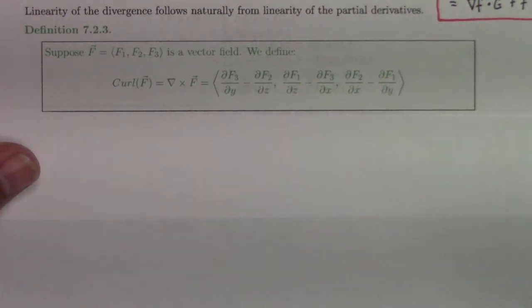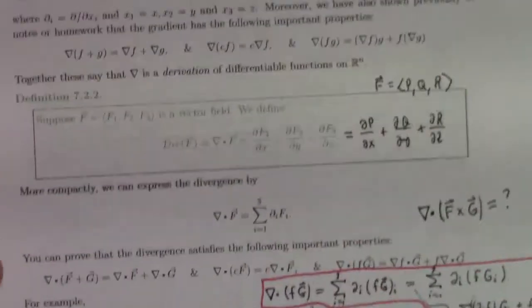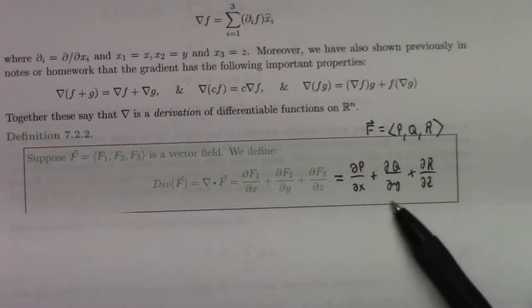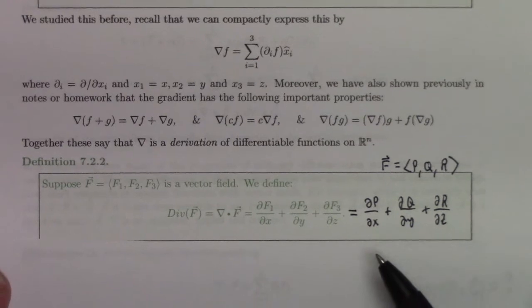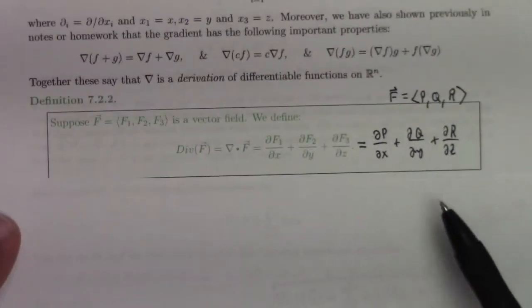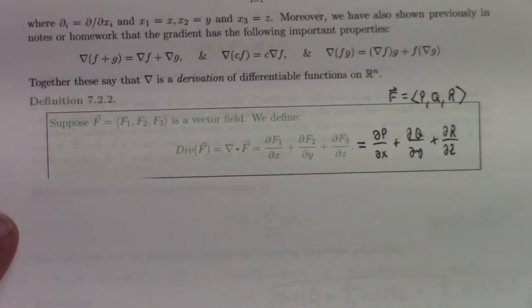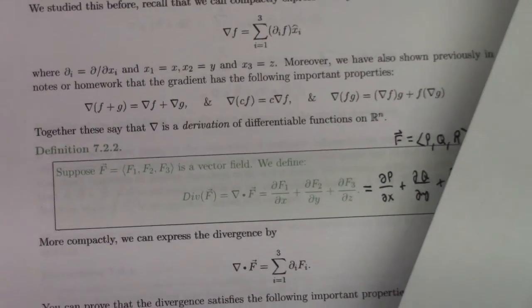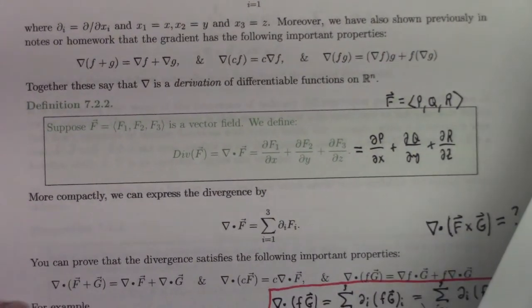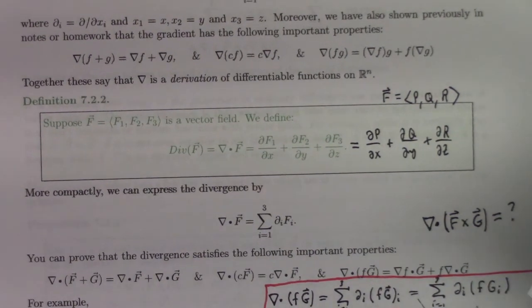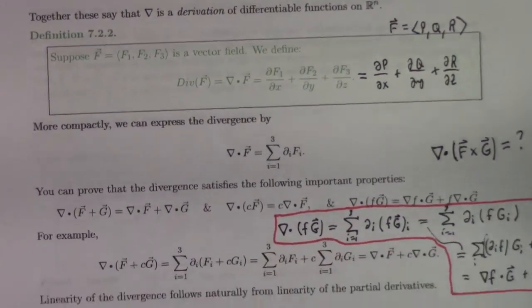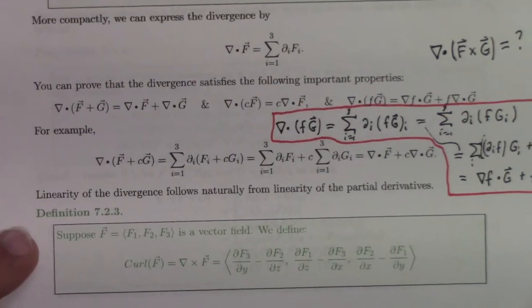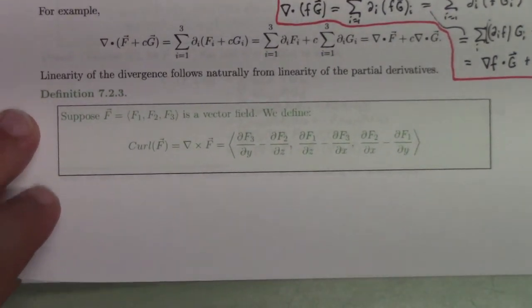In contrast, right, the divergence was a function. The dot product of nabla and F gave us a new function, and then the gradient took a function and made it into a vector field. So both the gradient and the divergence change the object type, but the curl takes a vector field and spits back a vector field again at you.